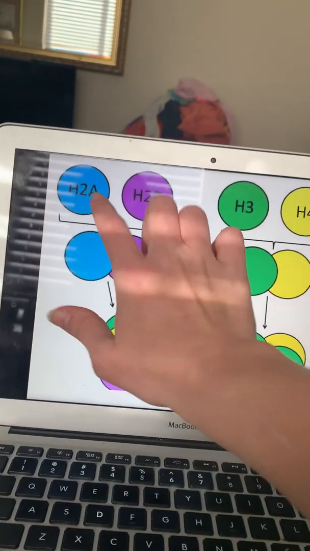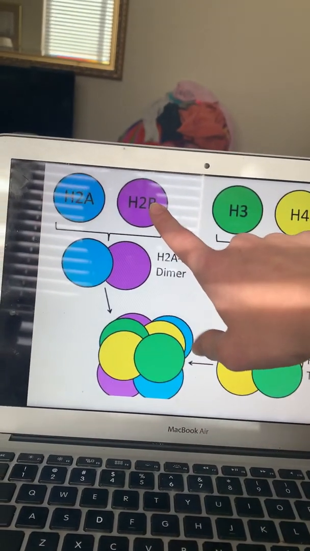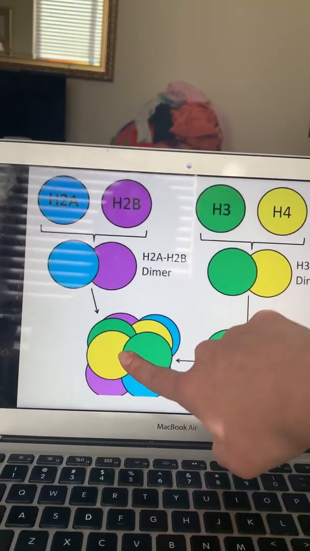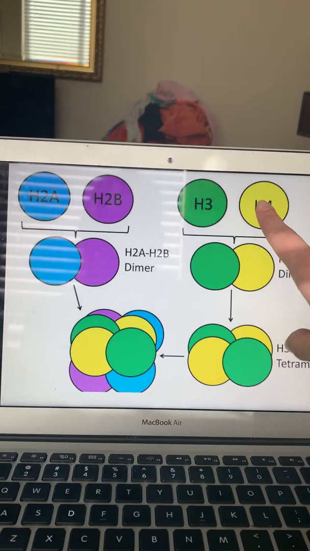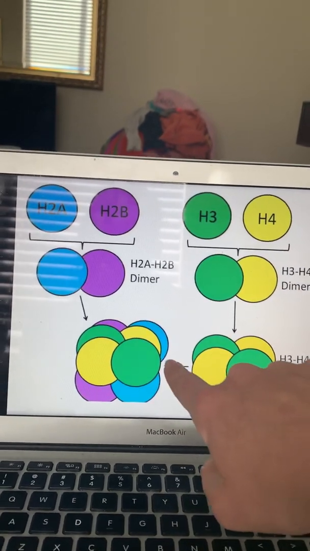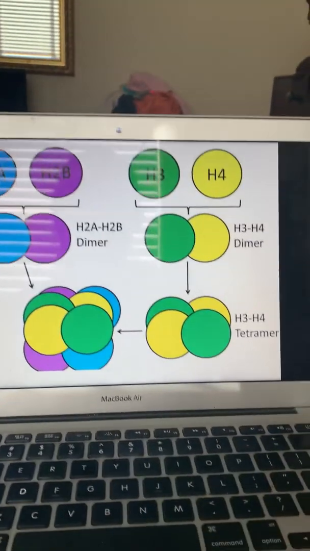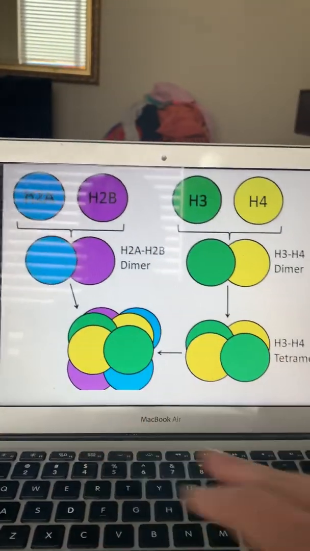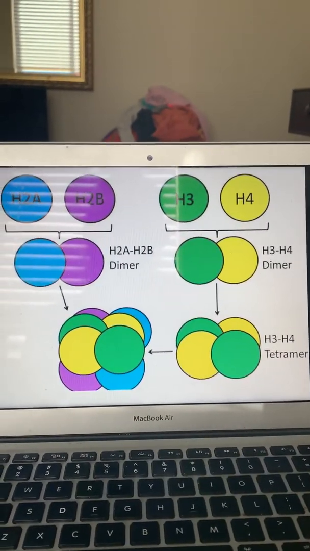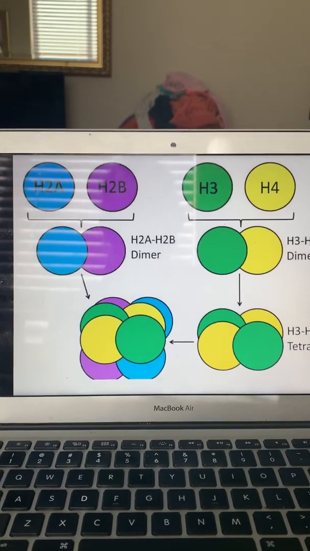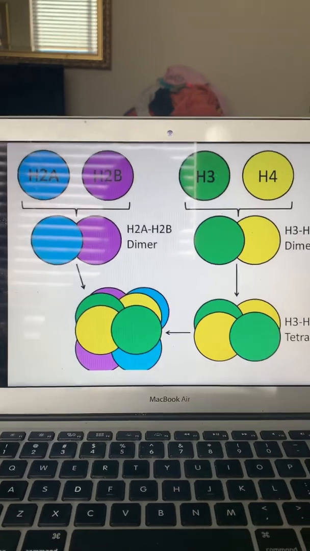So we have the H2A and H2B markers, which go into the H1, and then we have H3 and H4, and those combine, 2 of each of these will actually combine to make the primary structure of the histone, the H1, which is used in DNA.